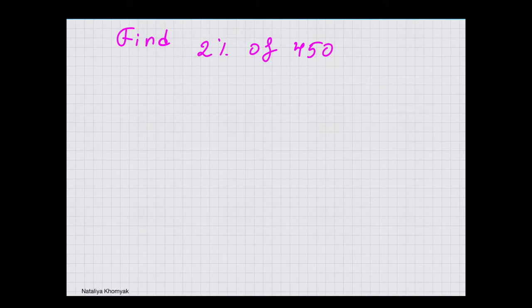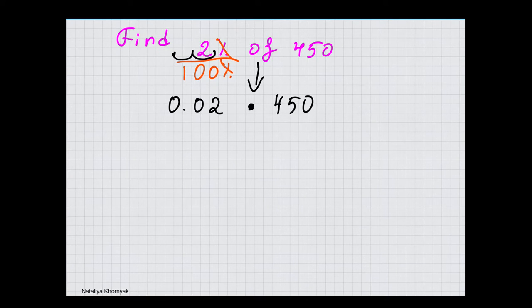Here we have to find 2% of 450. First thing, we want to change percents into decimals. Percents cancel. So we have 0.02. Of in math is multiply, 450. So let's multiply 450 by 2. We have to take note of decimal places. We have 1, 2 decimal places.